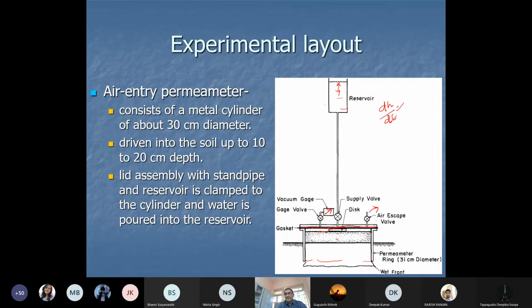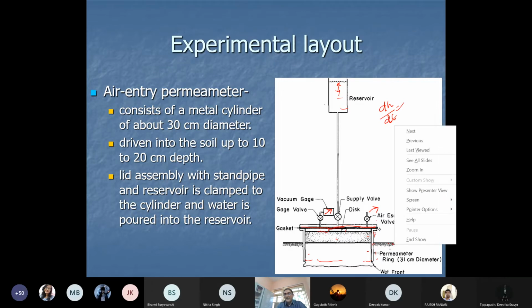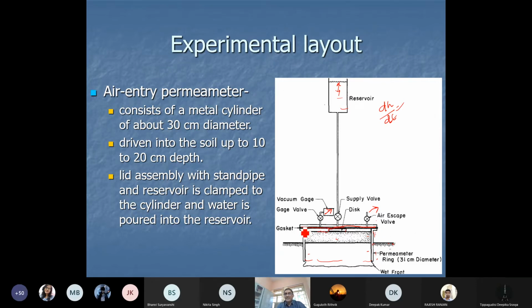So in this way, for our lab experiment, we have a 30 centimeter diameter cylinder, which is near about 30 to 35 centimeter in height. It is inserted inside the soil 10 to 20 centimeter. The lid assembly is fixed in such a way that there is no entry of air at any moment, otherwise it will be a failed condition. And then we are measuring the ds by dt, the fall of head in the reservoir, until it is getting constant.